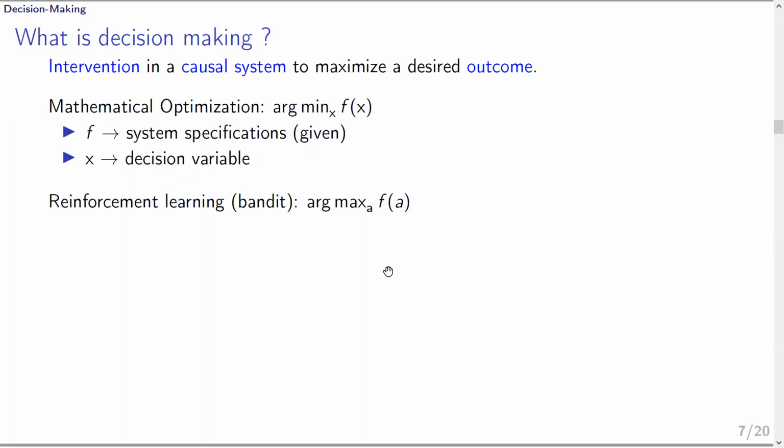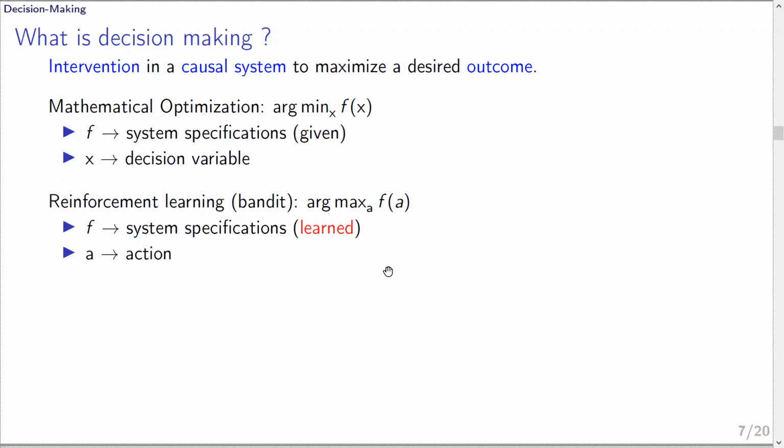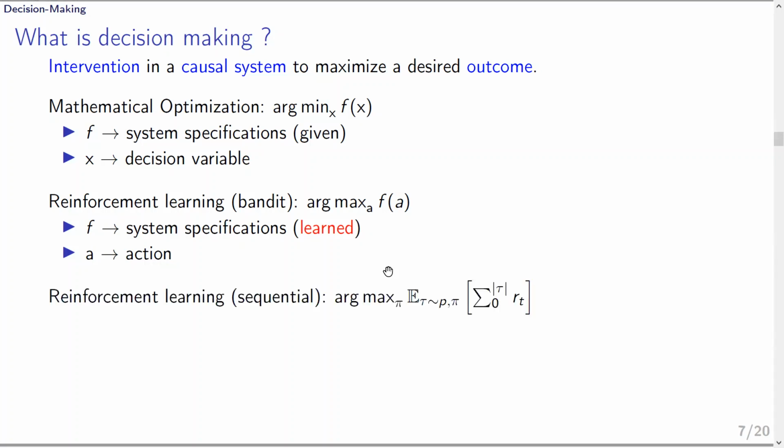If you look at reinforcement learning, so the simple case of bandits, right? It's not sequential, it's just one decision. Then it has the same form, you maximize because you maximize rewards, but it's exactly the same thing. You have system specifications which are unknown. You have to learn from data. When you take an action, you have to learn how it affects the outcome. And instead of X, you would write A for action. You will act and see how it affects the outcome. In more general reinforcement learning, it's a bit more complex to write, but the idea is the same, essentially.